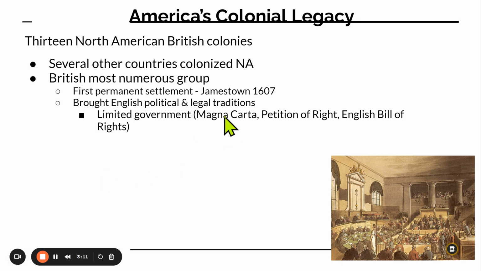Which we get some bits of in the Magna Carta in 1215. We get the Petition of Right in 1628, which has to reiterate some of the same kinds of things that we will see in the Magna Carta. And we will, just as fair warning, be spending some time looking at these documents themselves in detail, and also the English Bill of Rights in 1689.